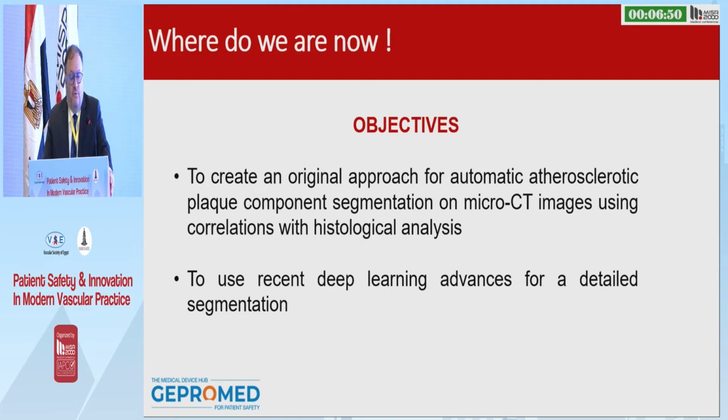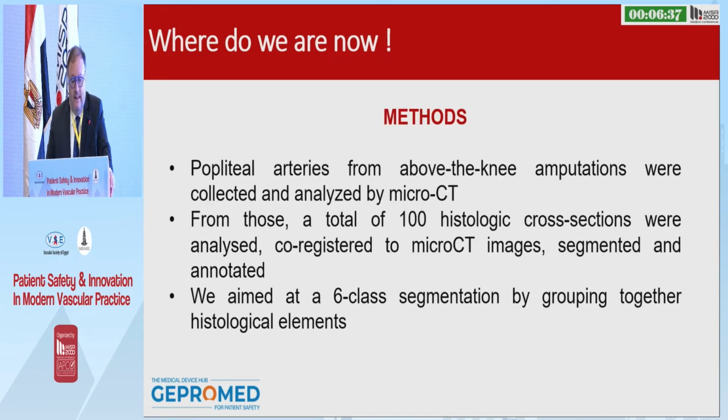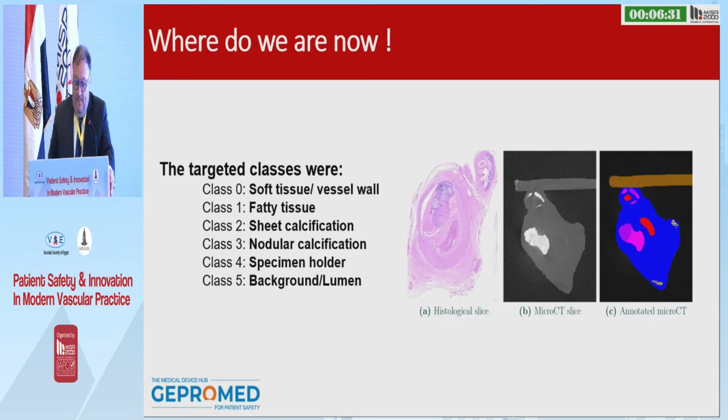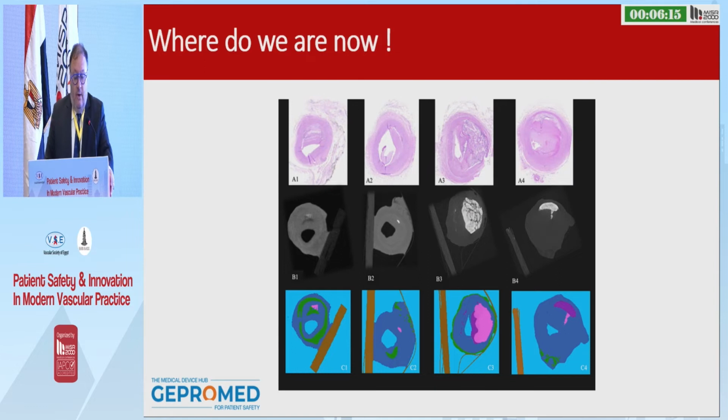And our objectives were to create an original approach for automatic atherosclerotic plaque component segmentation on micro CT. In other words, we wanted to teach micro CT to read histology. These are our methods. They have been published. And what we try to do is to evaluate on the micro CT the different classes of material we have in it. And we annotated thousands of images in order to teach. Here's the histology, micro CT at the same level to differentiate all the material we have in it.